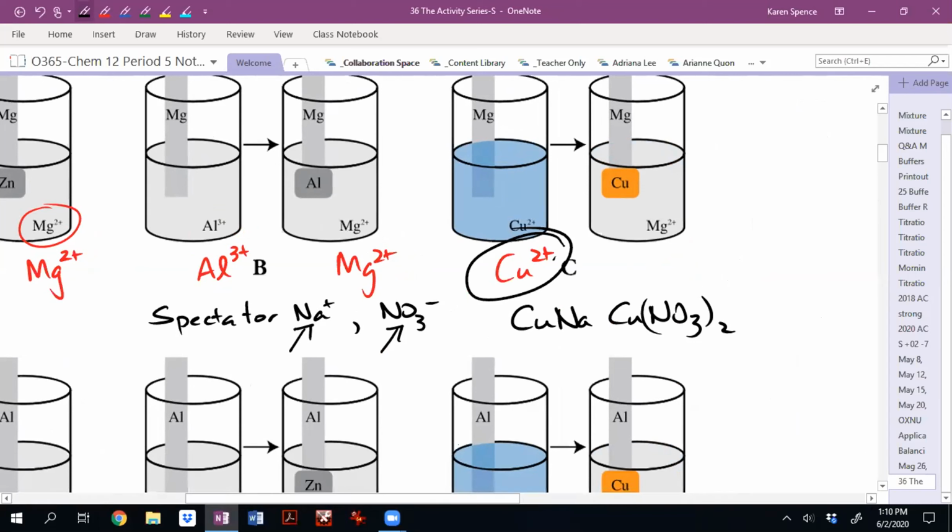NO3. It has to be the copper NO3 because we're dealing with the copper ion, so it needed to have an anion with it. Sodium couldn't be the spectator ion because it wouldn't be partnered with copper or magnesium or aluminum. Those are all cations. They would need to be partnered with an anion.